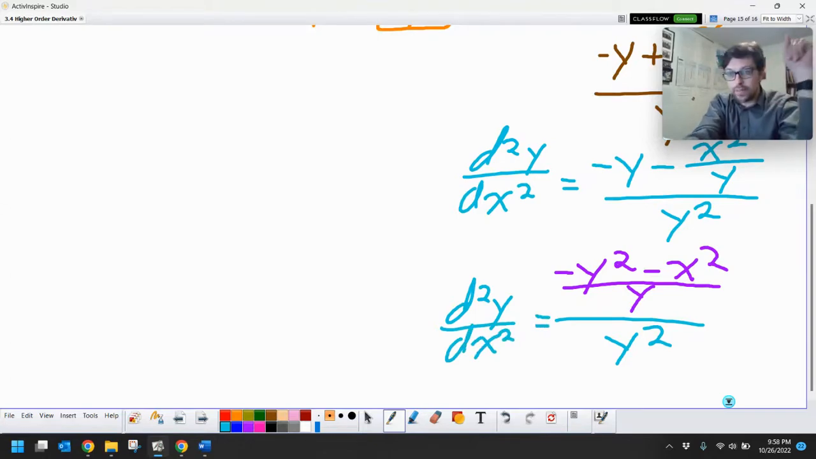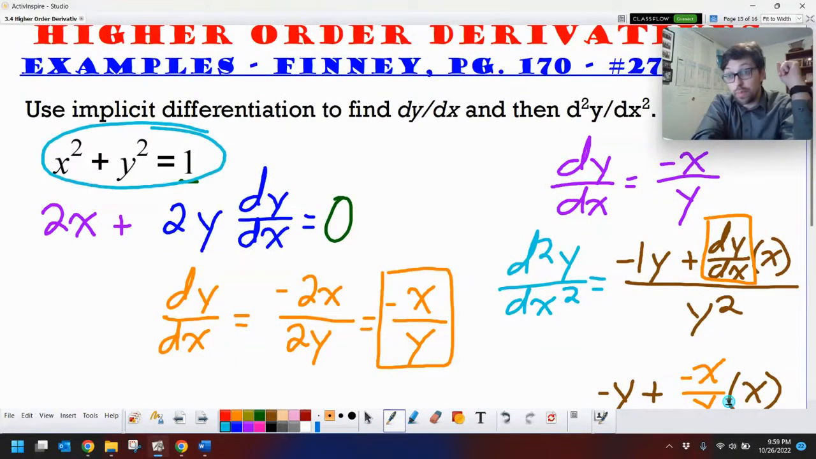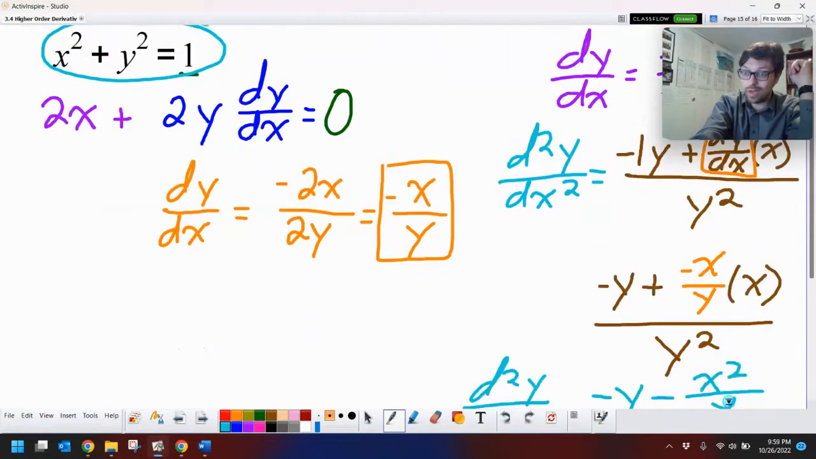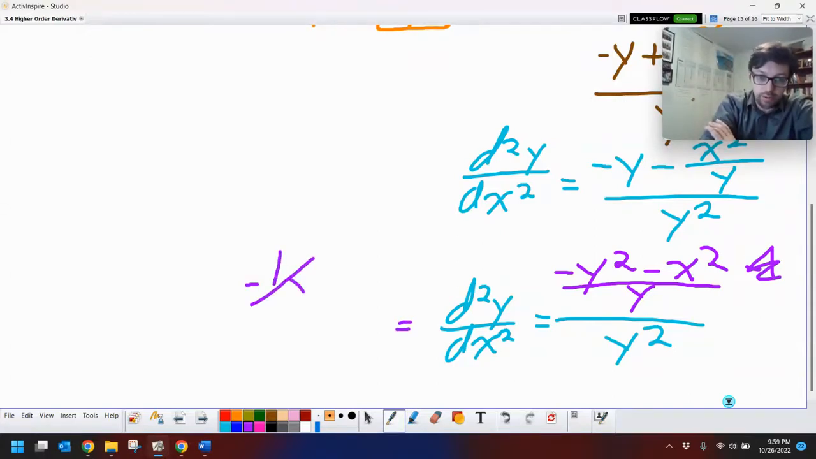The reason I'm excited about that is where we started. We started up here with x squared plus y squared is 1, right? x squared plus y squared is 1. So when I'm looking at this, that is basically x squared plus y squared, just negative. So that is just a negative 1. Ooh. So that is negative 1 over y squared. So that is just going to be negative 1 over y cubed.